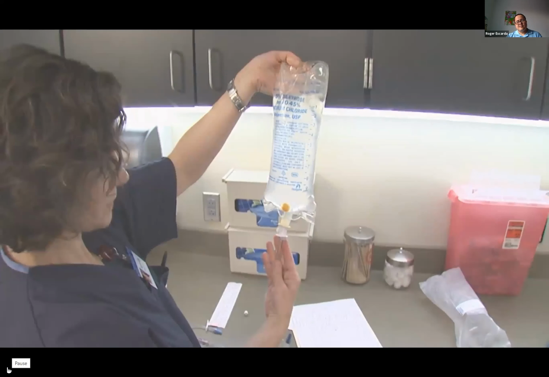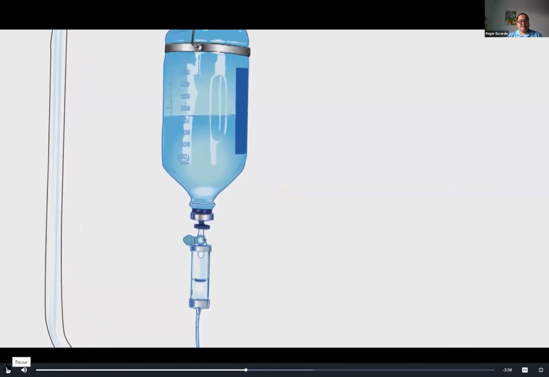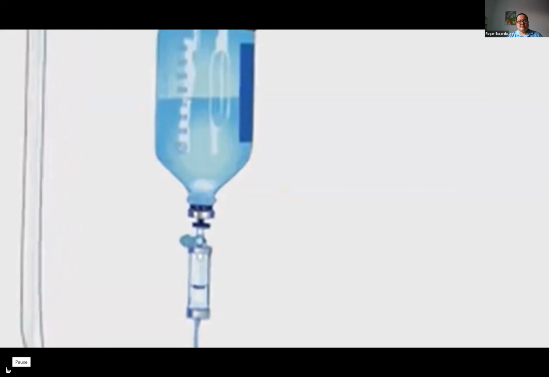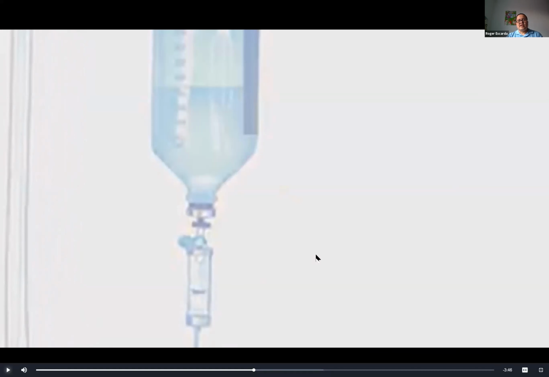If the solution is in a glass bottle, clean the black rubber stopper with alcohol before inserting the spike. If the spike becomes contaminated, discard the tubing and use a new infusion set. So you can't disinfect the spike port once it's already contaminated. Okay, I just want to make that clear. You cannot wipe it with alcohol or any other antiseptic solution. All right, it cannot be sterilized.